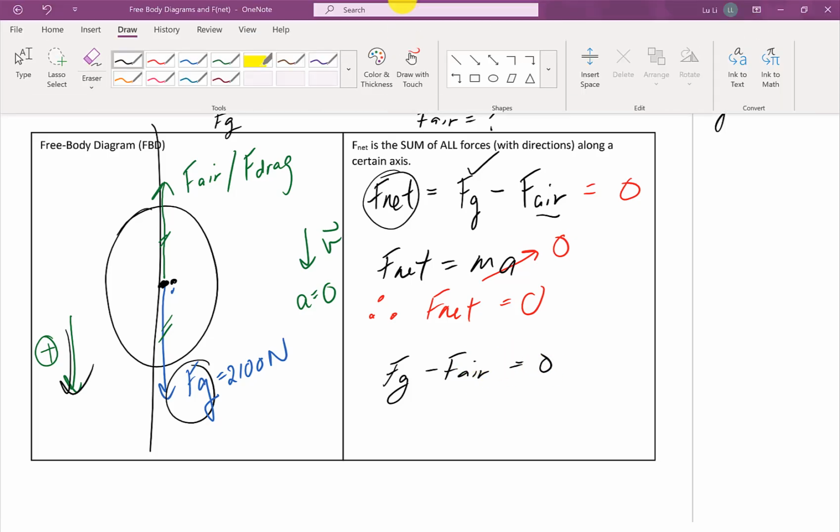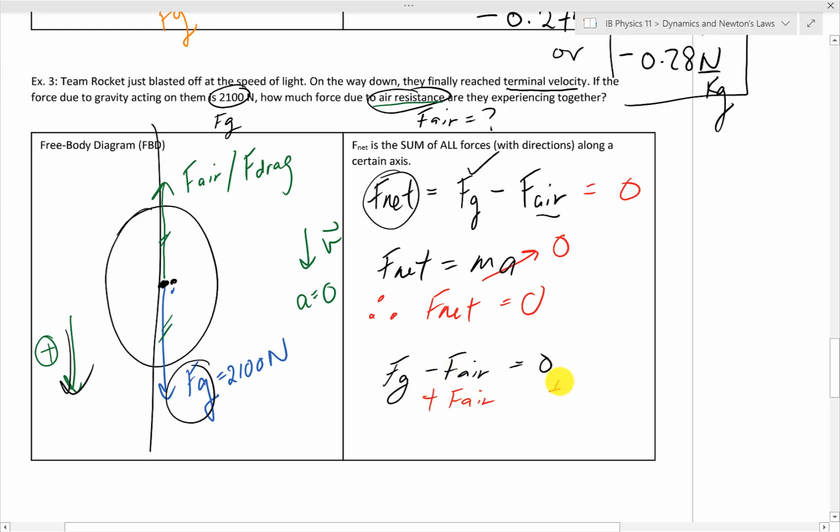So let's write that down again. And if we move Fair to the other side, then we get Fg is equal to Fair. We know what Fg is. Fg is 2,100. So the force due to air resistance must be exactly the same thing, but in the opposite direction. I'm just going to label this up, okay?